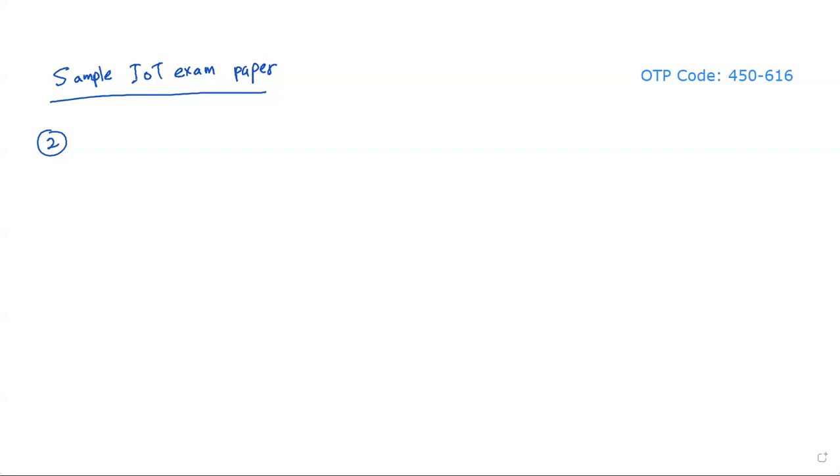So the sample IoT exam paper is available in the LMS. You can download it and you can refer to the questions. So the second question is regarding a company operating a fleet of vehicles.